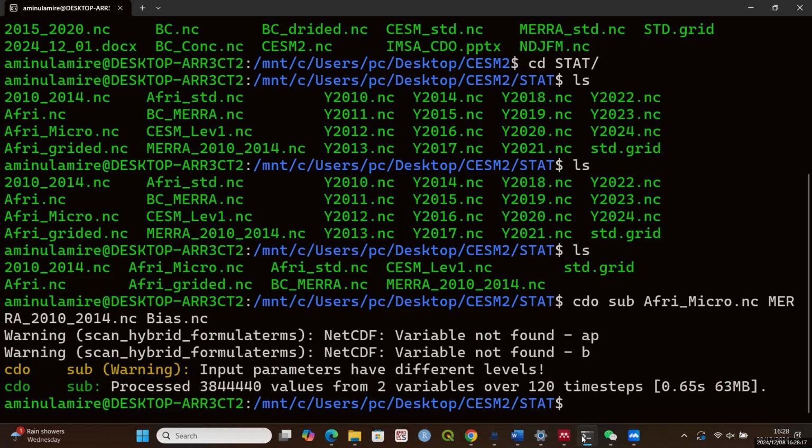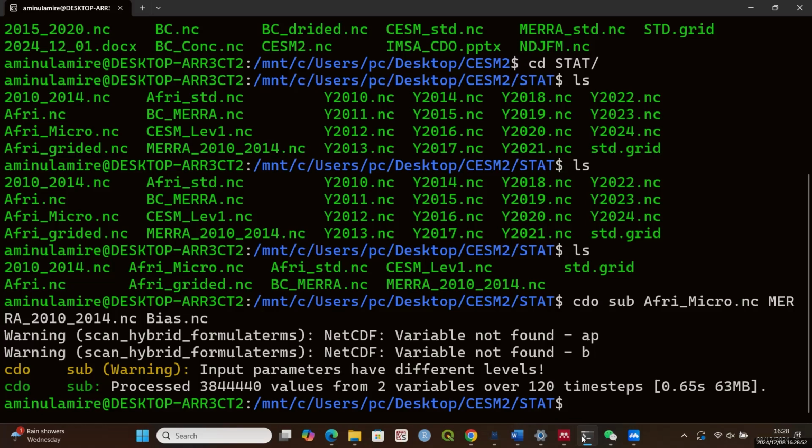If the model is more than one, for example three or more models, and you want to compare with the same observation, you can just repeat the same process with the other data. You just repeat the same process with the other.